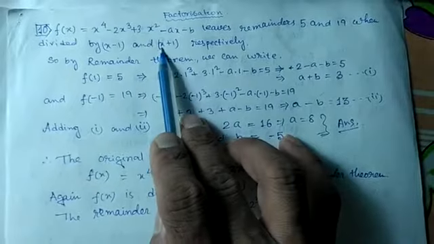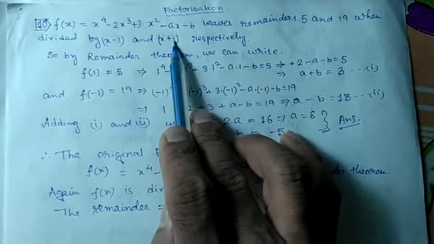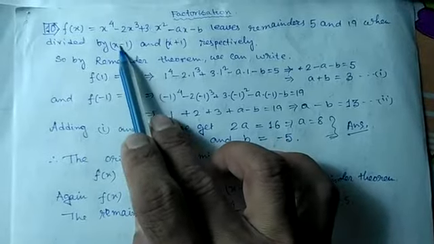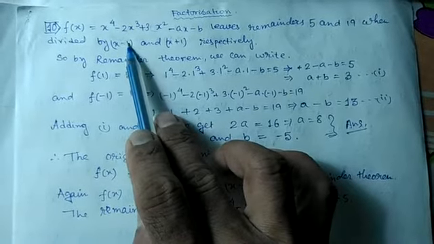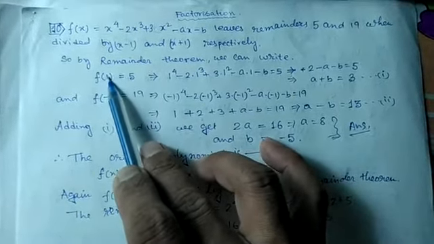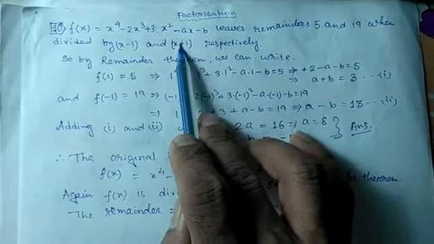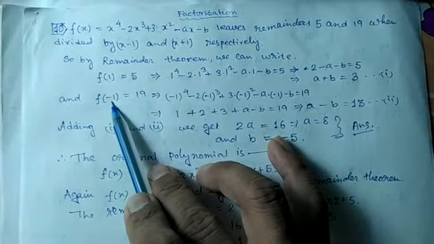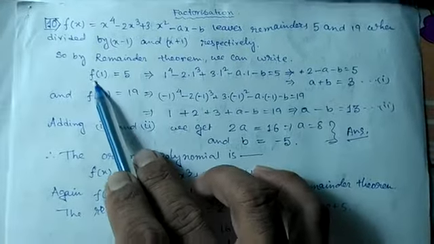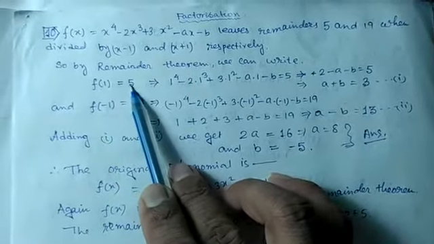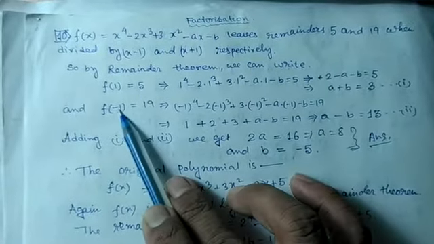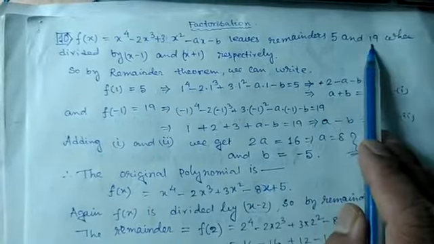Again, when it is divided by x plus 1, then f of minus 1 will be the remainder. You remember, when it is given minus, then this alpha will become plus. When it is given plus 1, then alpha will be minus 1. So now, according to that, f of 1 is equal to 5 as it is given remainder 5, and f of minus 1 is equal to 19 as it is given 19.